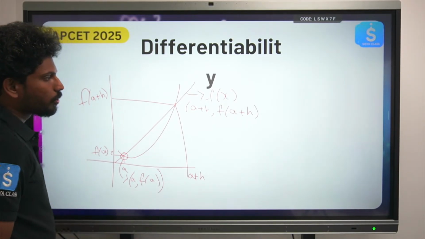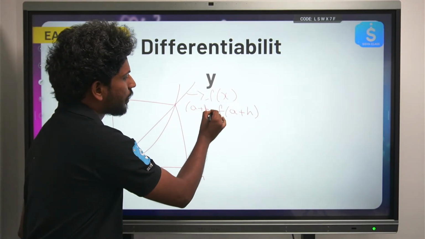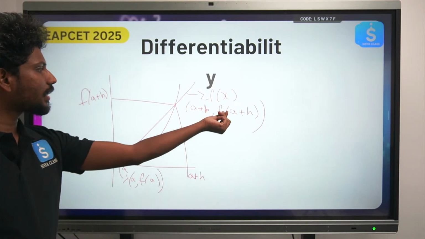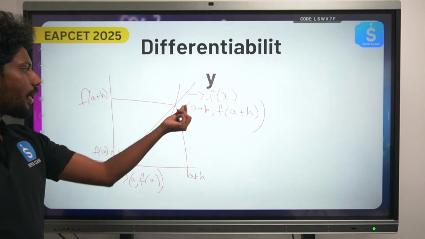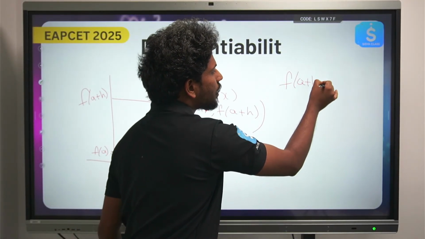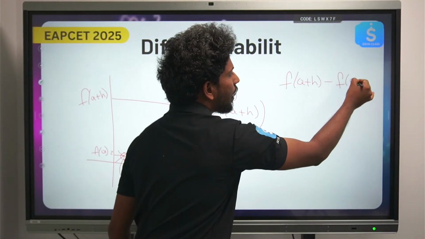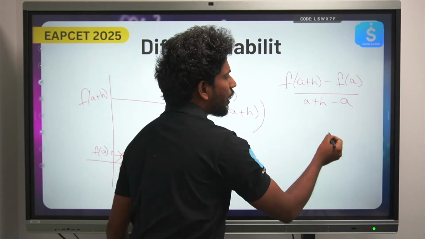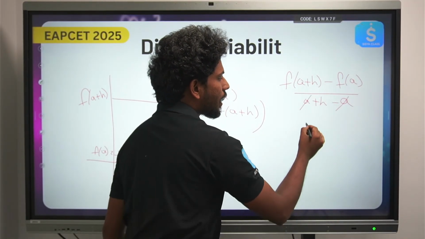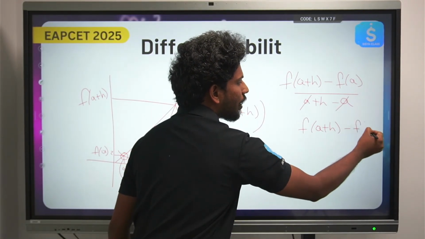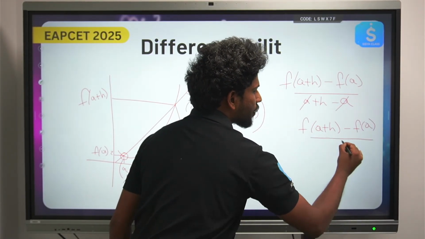These are the two things which I have said to you. Now what is the slope of this line? This is nothing but y2 minus y1 by x2 minus x1. That is f of A plus H minus f of A by A plus H minus A. Now I can cancel A, so I am left with f of A plus H minus f of A by H, right?